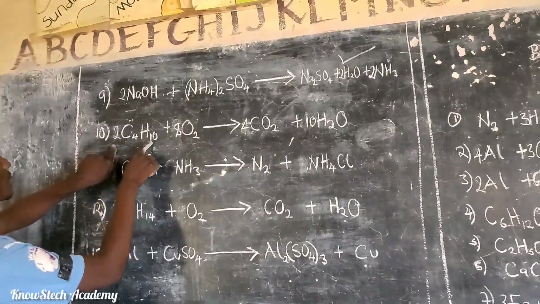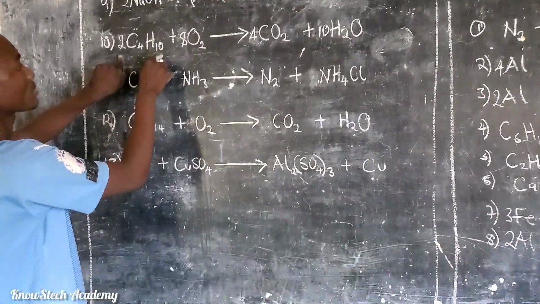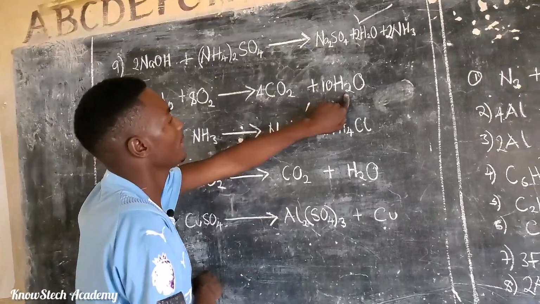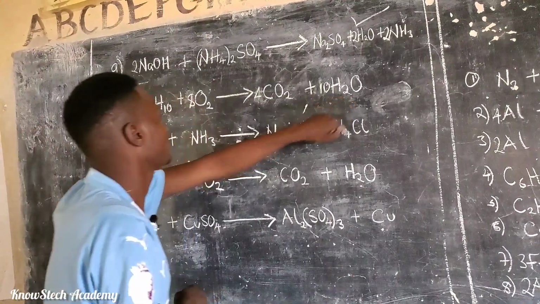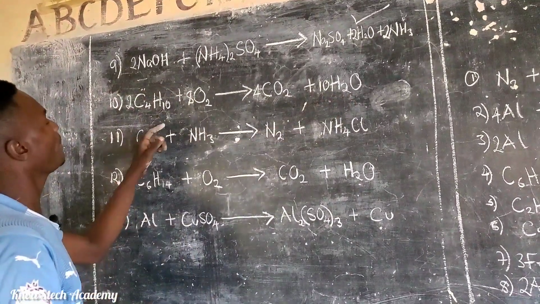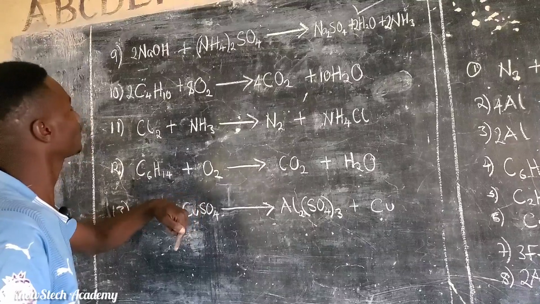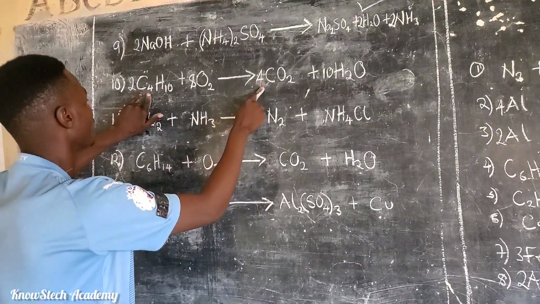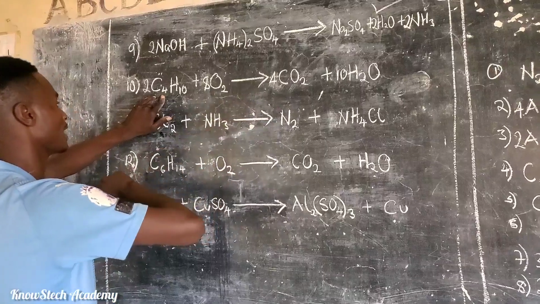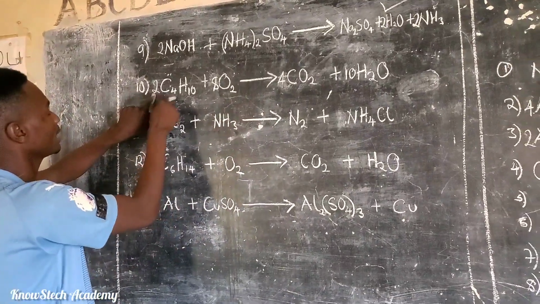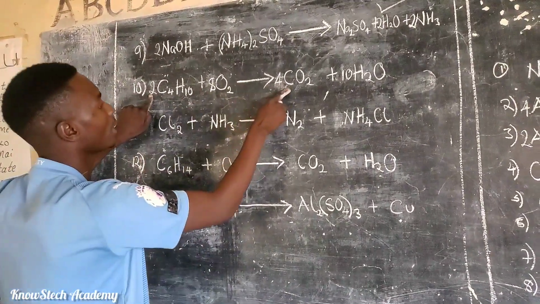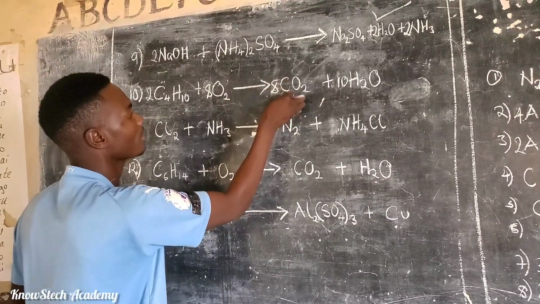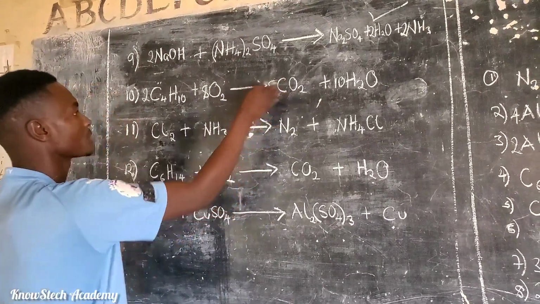So if we use 10, this will be 20, right? Then here also will be 20. But the number of oxygen and carbon atoms have been affected. So let's start with carbon first. Carbon here is 4, so I'm going to change this one to 8, because we only have 1 here. So 8.